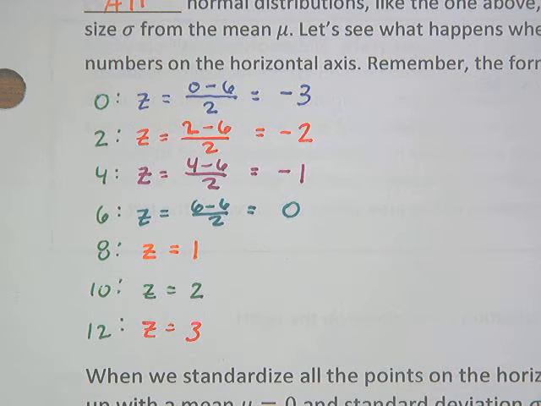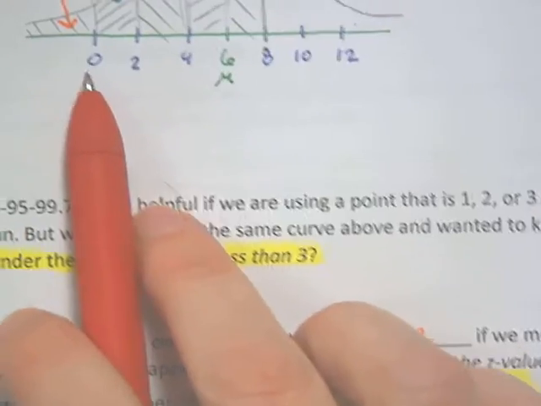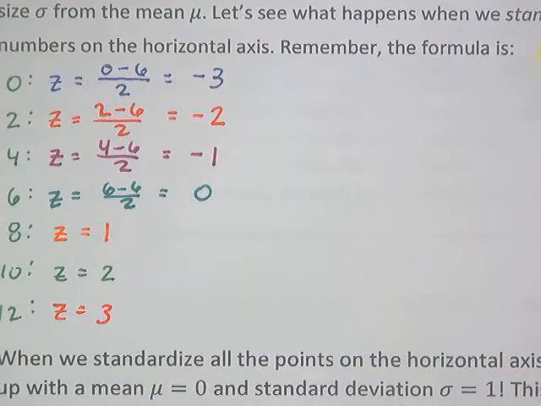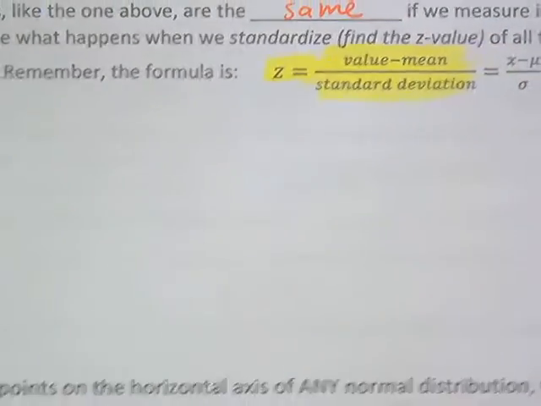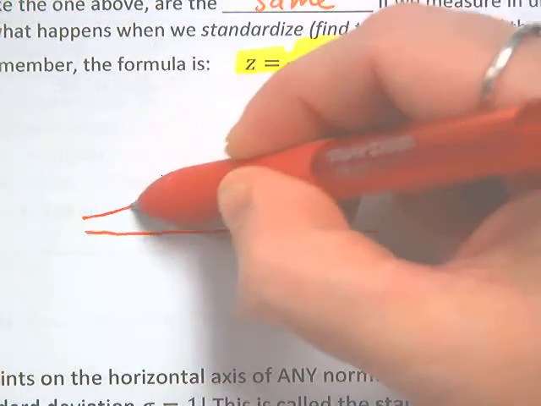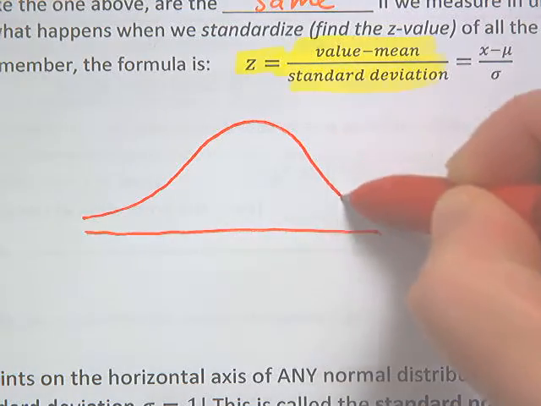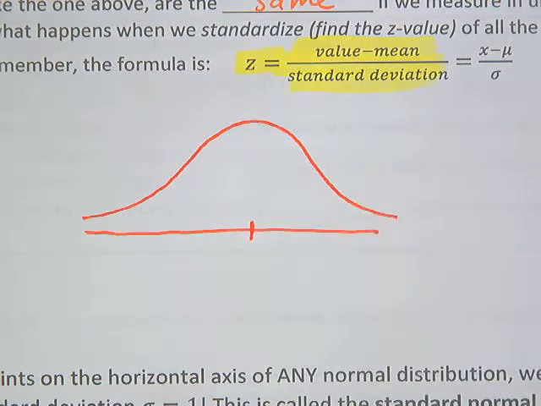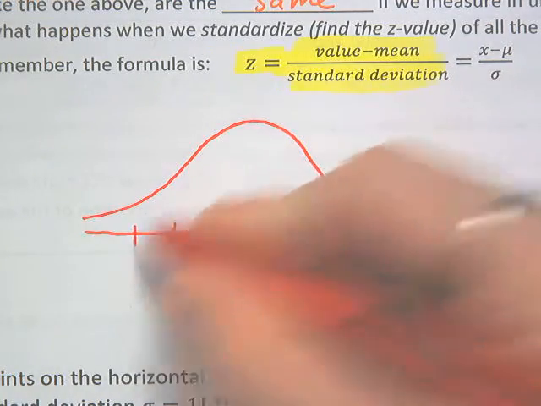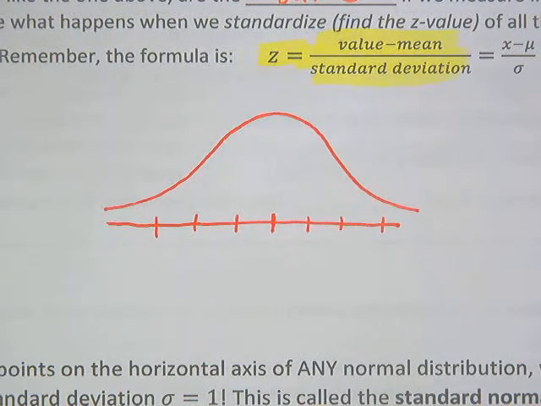So once again, I took all the values at the top of the page, all of these horizontal axis numbers, 1, 2, and 3 standard deviations out, and then I found their z-score. So here's what I did. I took that curve at the top of the page, and I standardized that normal curve. Now, label it with the new standardized values.